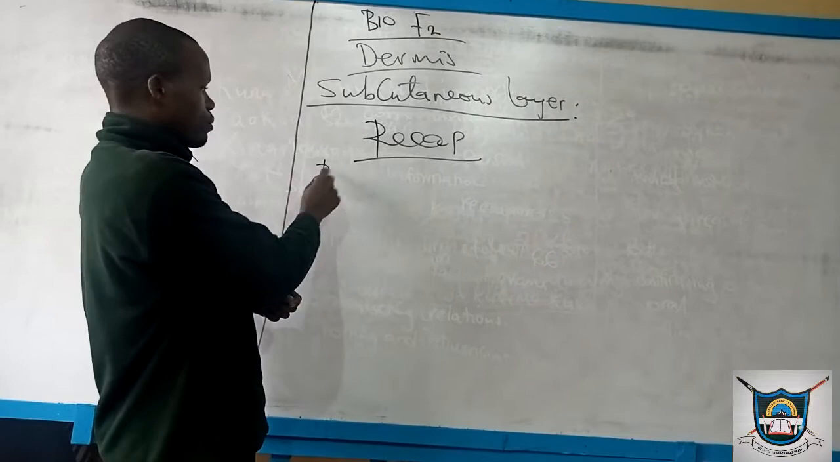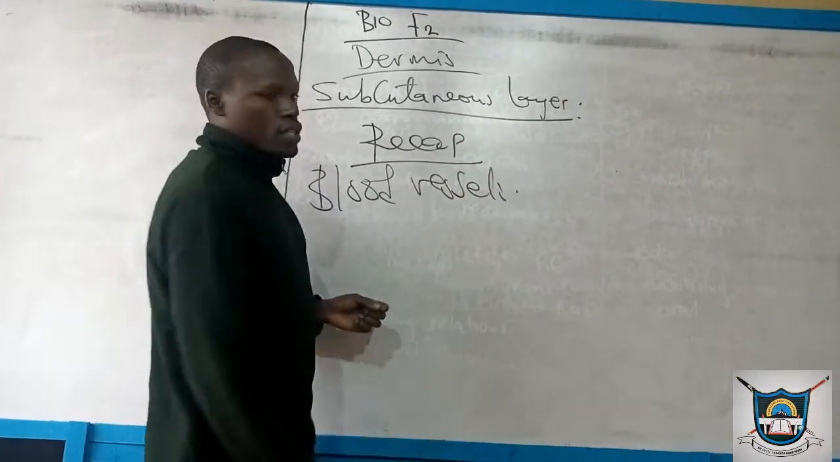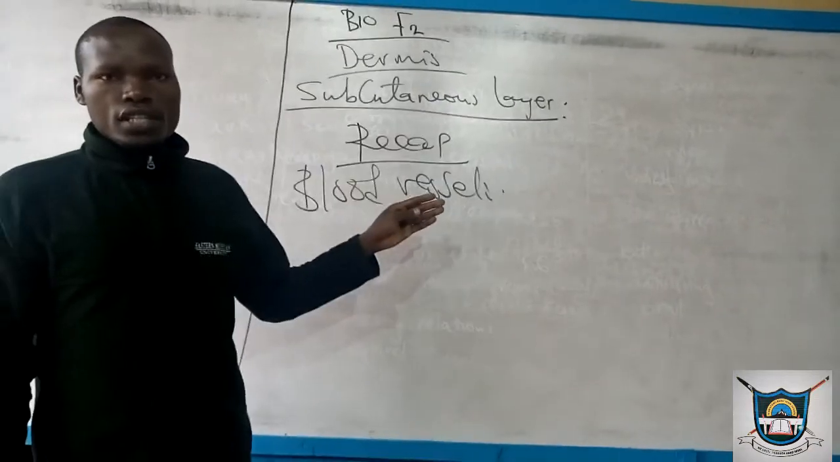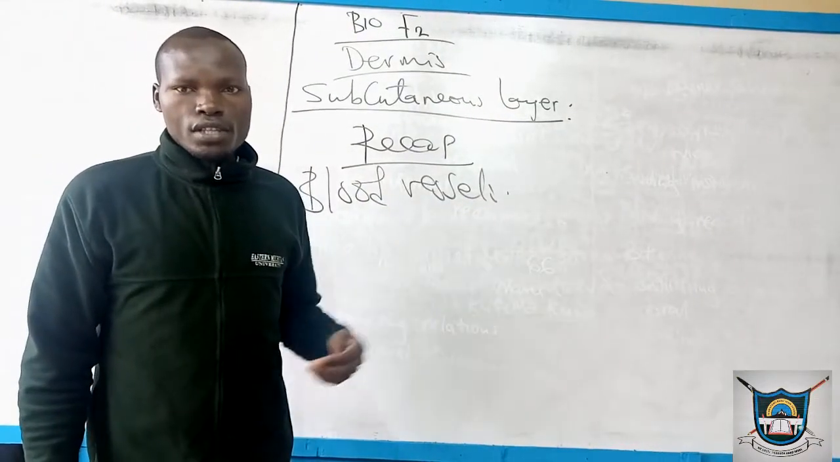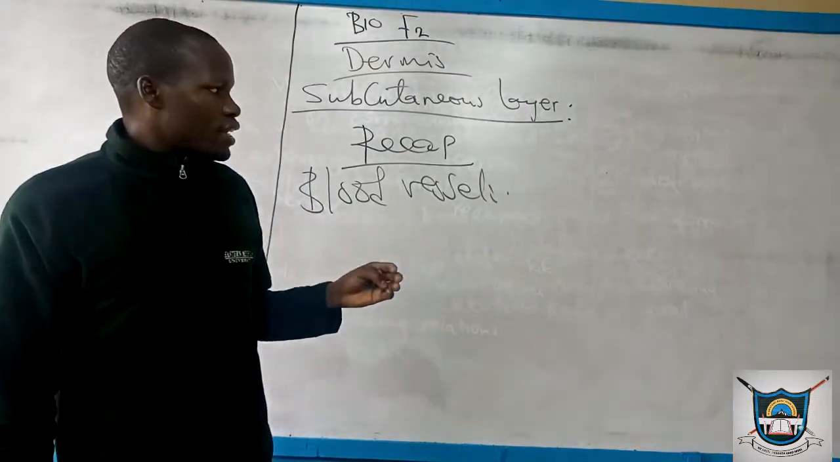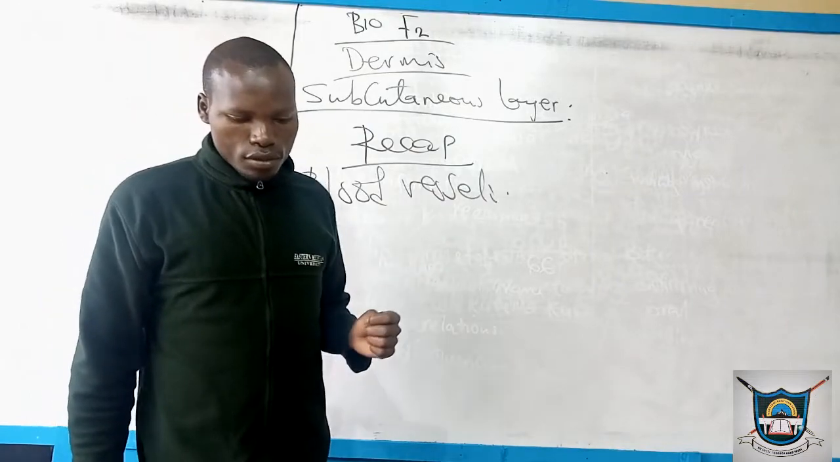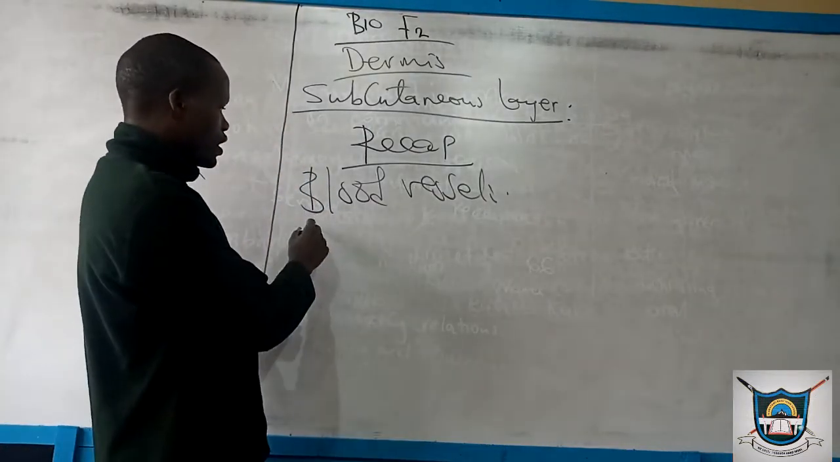We looked at the blood vessels. We said that the blood vessels enable the distribution of the blood throughout the body, so as to have a uniform distribution of the heat, such that there is no part of the body which is warmer than the other one. We also looked at the other part, the sweat glands.